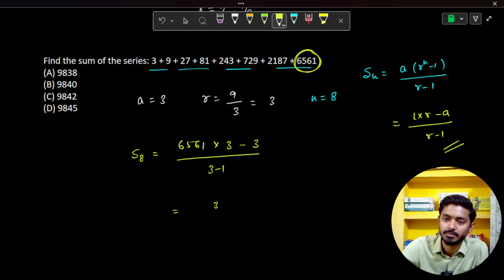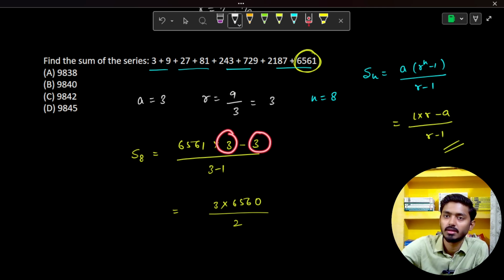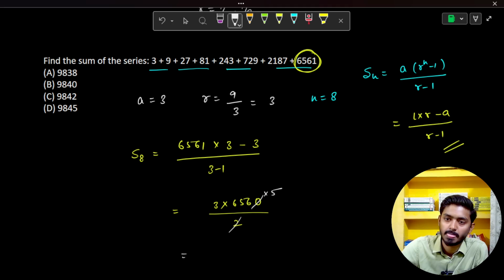That would be 3 times 6560 by 2. I took 3 as common, right? Divided by 2, you get 5 over here. I can very clearly see that it would end with a 0. 6 fives are 30, and the only option having 0 in it is option B. So this is how you find the sum of all the terms in a geometric series.